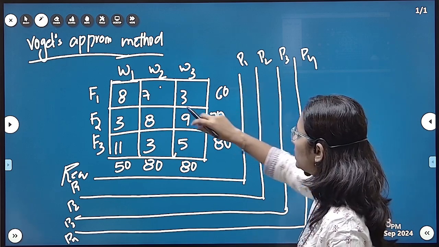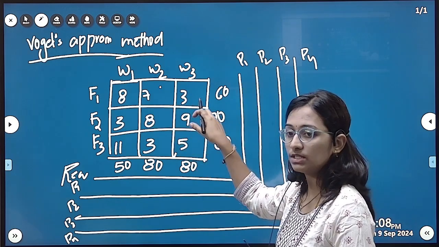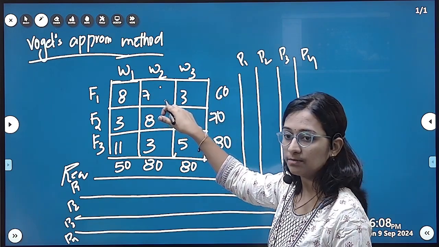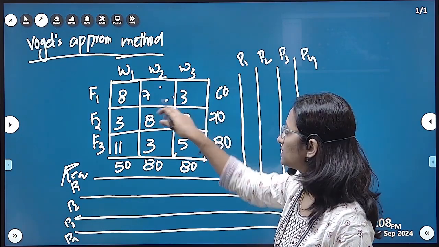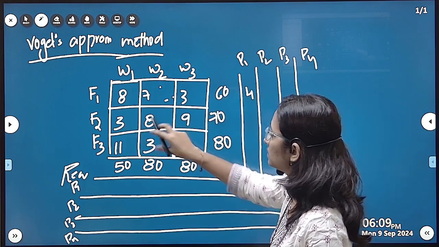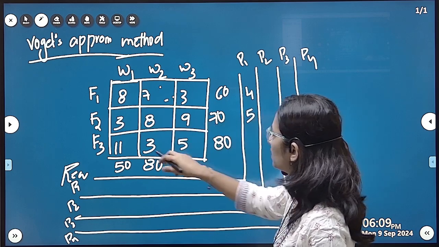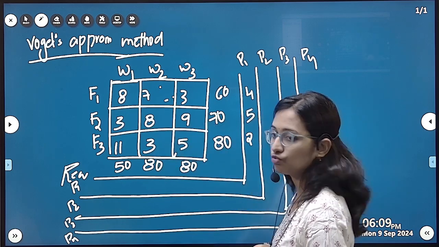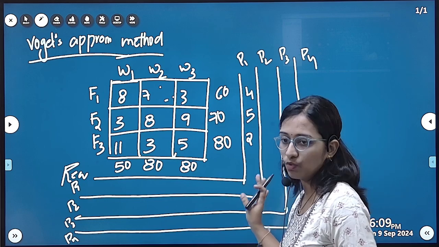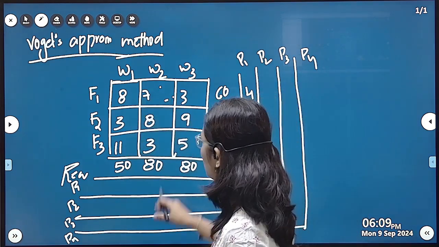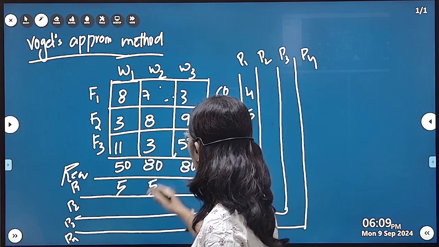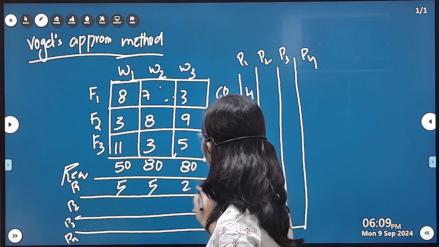So this P1 we need to take first least number. What is the least number from this row? 3. So the next least number is 7. So we need to take 7 minus 3 as 4. Here 8 minus 3, 5. Here 3 minus 5, it's 2. Okay, this we have done as per the row wise. So now we need to do as per the column wise. So 8 minus 3 it's 5, and 8 minus 3 it's 5, and 5 minus 3 it's 2.